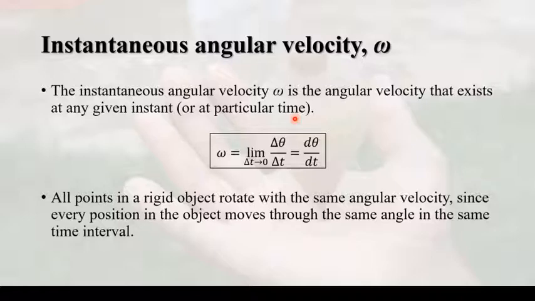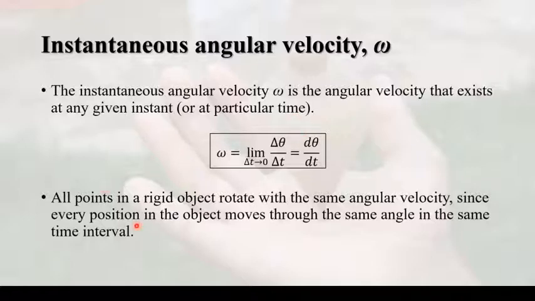So that is the main difference between average angular velocity and instantaneous velocity. Instantaneous velocity, you look at one particular moment, whereas average, you must have two positions, one initial and one final.